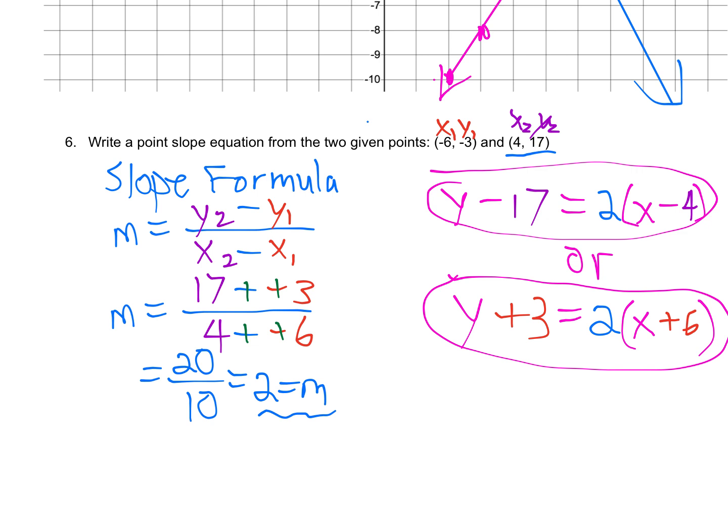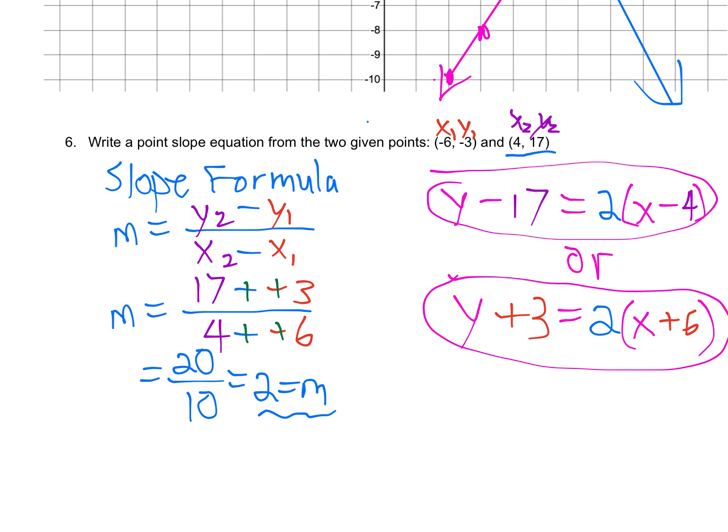So I'm going to say the second y is 17 minus y1, which is a -3, so it's 17 minus a -3. Minusing a negative, same as adding a positive, so it turned into 17 plus 3, which is 20 on the top. Then we do x2, which is 4, minus x1, which is a -6, so it's 4 minus -6. Again, minusing a negative, same as adding a positive, so that's 4 plus 6 gives me 10. 20 divided by 10 is 2, so my slope is 2.